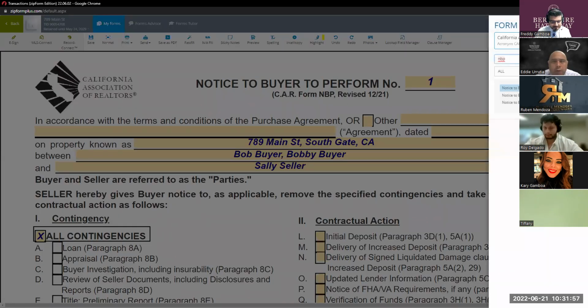Okay, and this is at the end. Freddy had another question about the per diem. Yes, sir. I'll be right there. Give me 1 second, Eddie. Thank you. Okay.